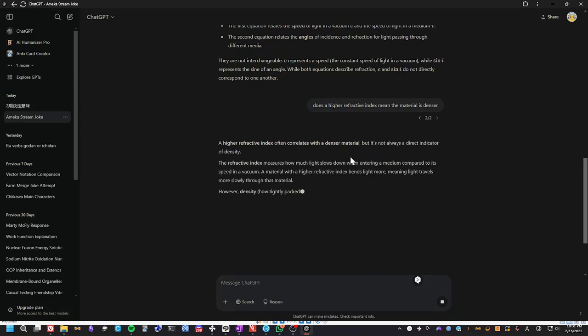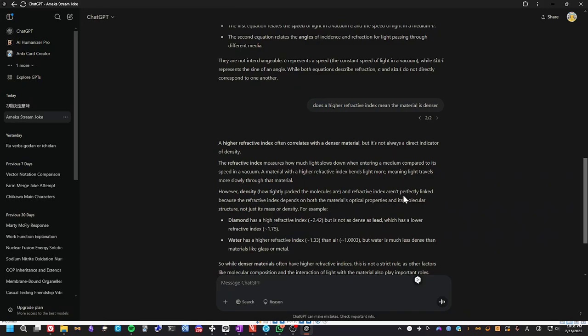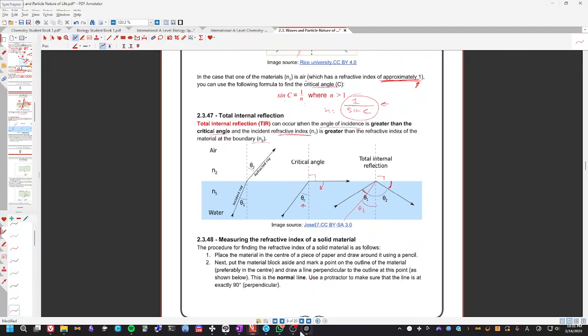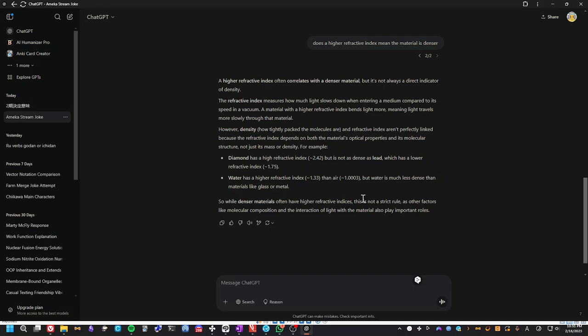Correlates, but does not always have a direct indicator. Measures how much light slows down. Density and refractive index aren't perfectly linked. It depends on both the material's optical properties. High refractive, but it's not as dense as lead, which has a higher refractive index. Water has a higher refractive index than air. Okay, but water is much less dense than. Okay, but it is a basic thing. So denser materials often have higher, but it's not a strict rule.